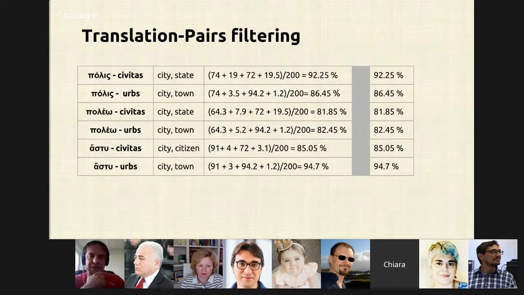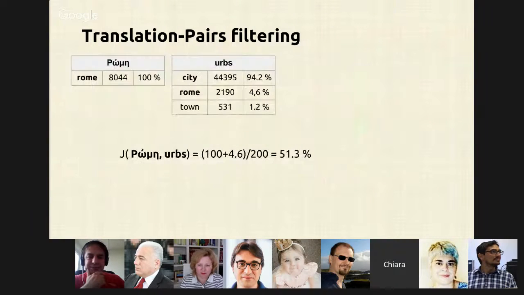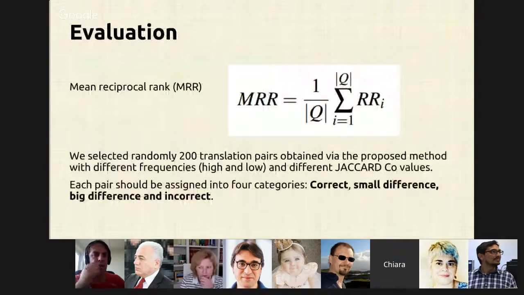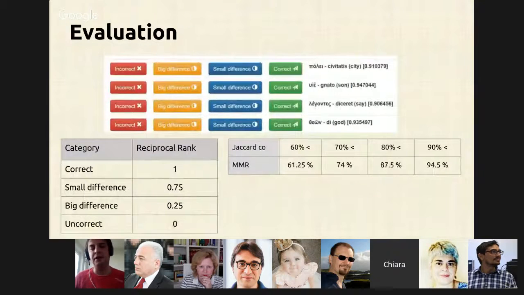The next slide, please. Here is how to evaluate the results. The next one, please. We took 200 translation pairs. On the next one, please, we assigned each pair one of four values: if this pair is correct, incorrect, there is a small difference, or a big difference, and we give a rank for each value.